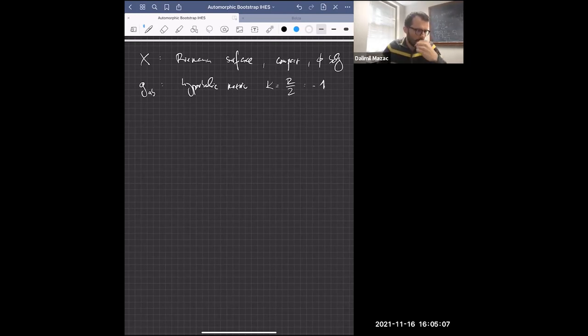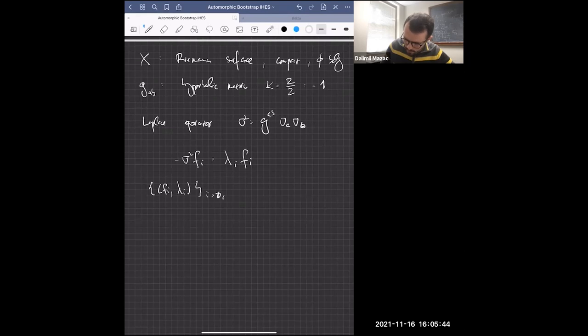With this data, we can define the Laplace operator on X with this metric. The Laplace operator is just the usual thing, contracting covariant derivatives with the inverse metric. And then you can study the Laplace equation. There's a natural spectral problem, which is to find the complete set of eigenfunctions and eigenvalues of the Laplace equation, with eigenvalues going from 0 to infinity. Since the surface is compact, the Laplace equation has a discrete spectrum starting at 0. The zero eigenvalue is just the constant function. Then there is a non-vanishing gap to the first eigenvalue, and then a discrete spectrum going off to infinity.